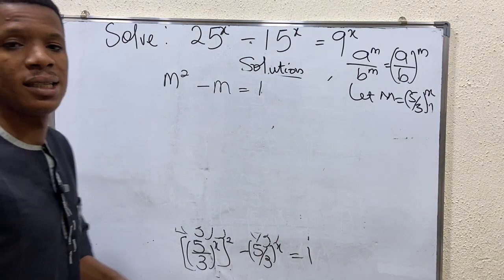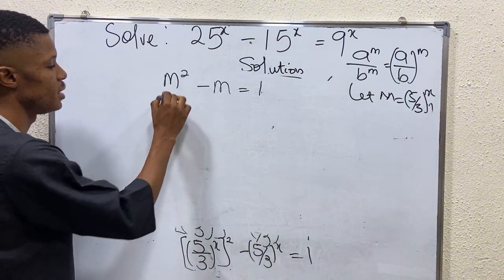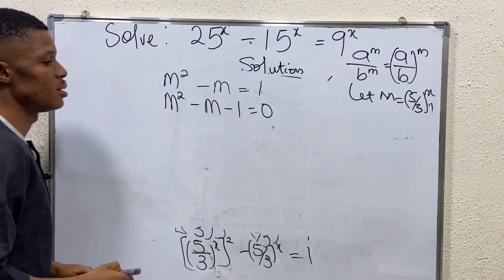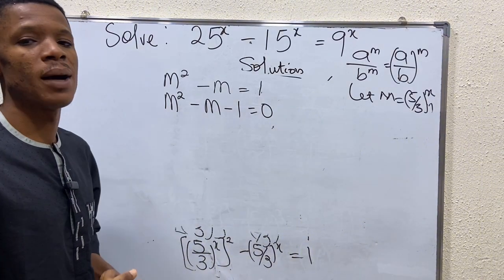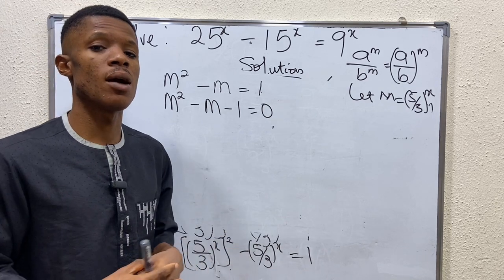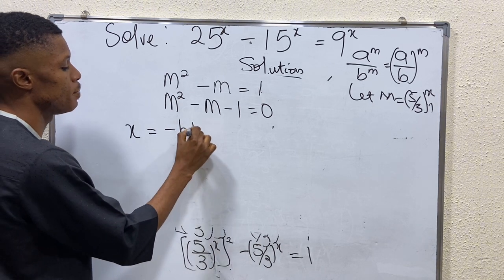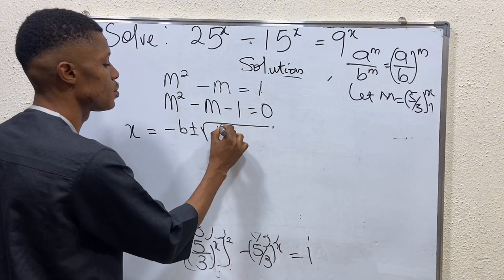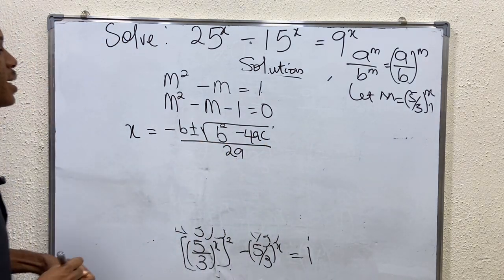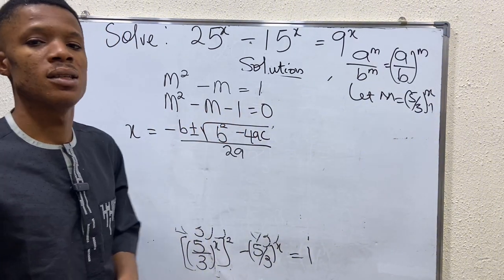So basically, this is clearly a quadratic equation. We simply subtract 1 from both sides, so we have m squared minus m minus 1 is equal to 0. If you look here, we cannot solve this by mere factorization method. So for us to solve this, we are going to use the general quadratic formula, which says that x is equal to minus b plus or minus the square root of b squared minus 4ac, divided by 2a, where a is the coefficient of x squared, b is the coefficient of m, and c is the constant, the last term.